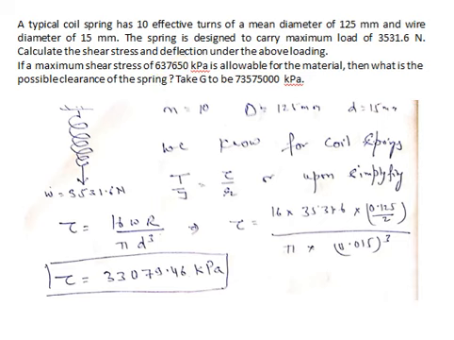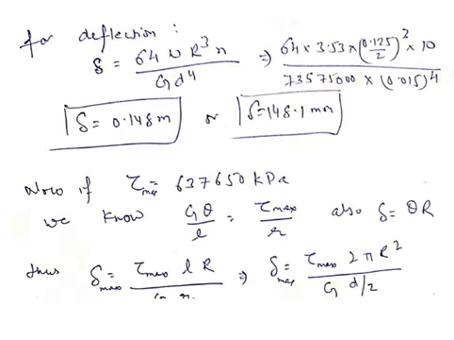Okay, so let us try to understand this thing. Now see, we have been given that tau max for the given material of the spring is this much value, 637,650 kilopascal, and you know from the torsion equation itself we have this relation G theta by L is equal to tau max by R. And also we know that in case of springs, delta is equal to theta into R. Okay, you can refer the same content of 9th April.